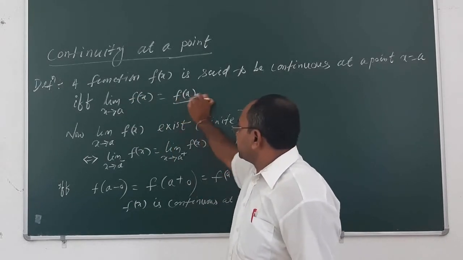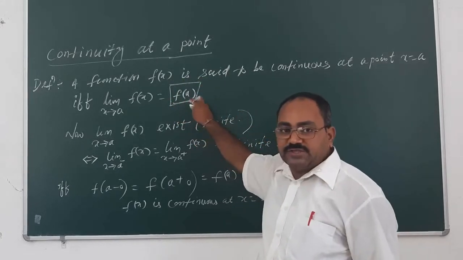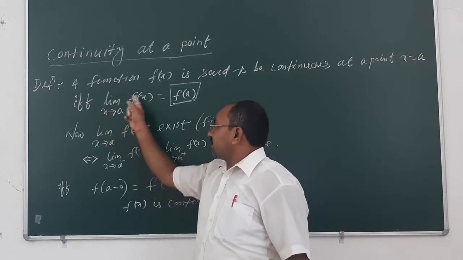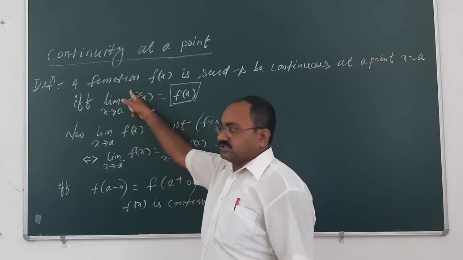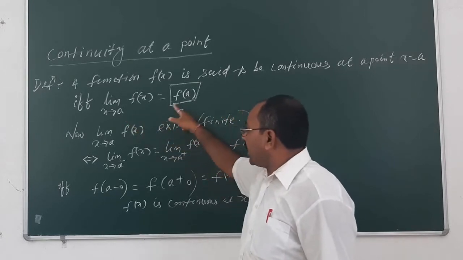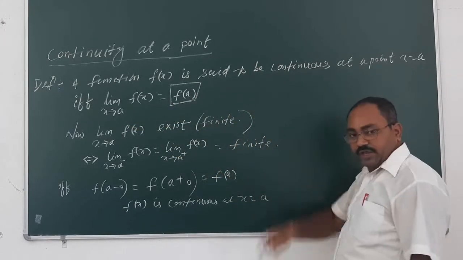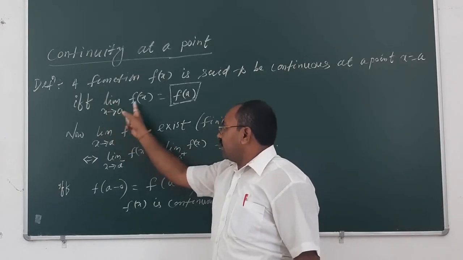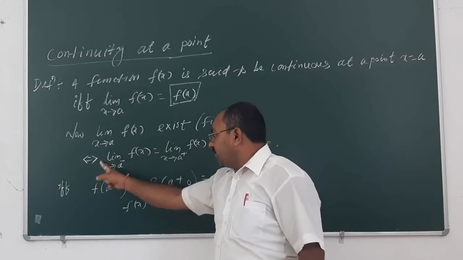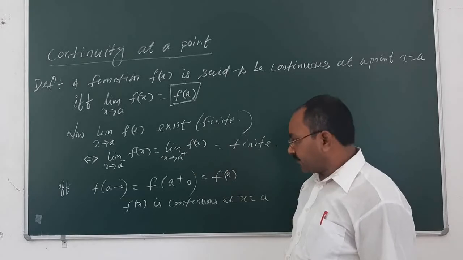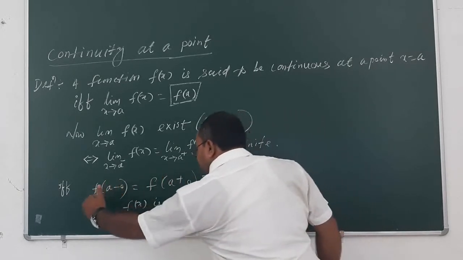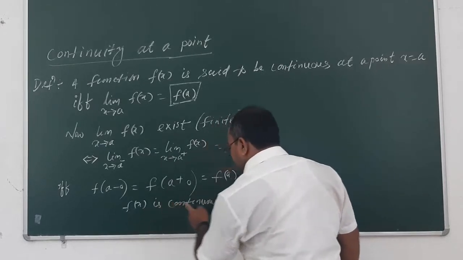Here f of a is called the direct value, or value of f x at x equal to a. But limit x tends to a f x is the limiting value. If the limiting value of f x at x equal to a is equal to the direct value of f x at x equal to a, and these two values are equal and finite, then we say this function is continuous. That means limit x tends to a f x exists, it gives a finite number. Since the limit exists, therefore left hand limit is equal to right hand limit, both finite. So we can also write, if left hand limit is equal to right hand limit is equal to direct value, if these three values are equal and finite, then we say f x is continuous at x equal to a.